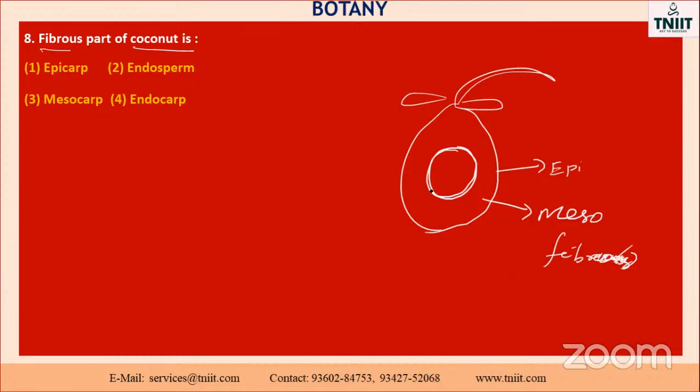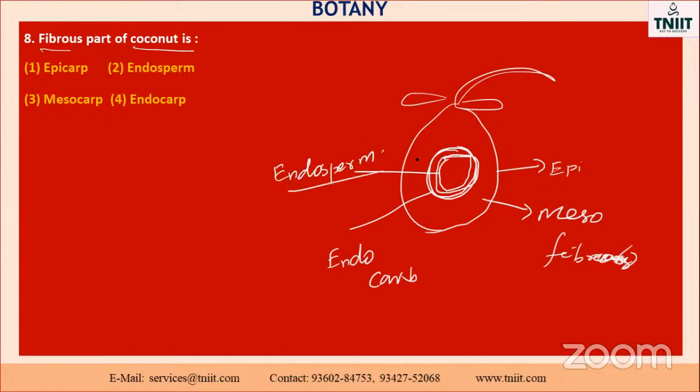The next one is called, what is that, you know? In this part, epicarp, mesocarp, and this one is called endocarp. Inside there is a white color part. That is called, what is that? White. That is endosperm. Okay, so the fibrous part of the coconut is called, which one, you know? Mesocarp is the correct one.